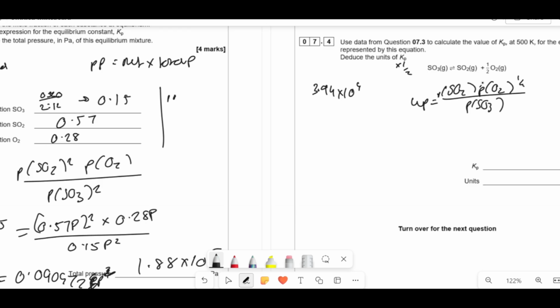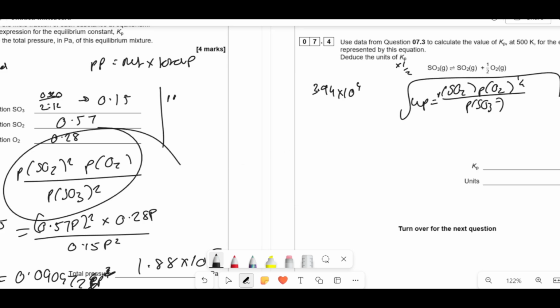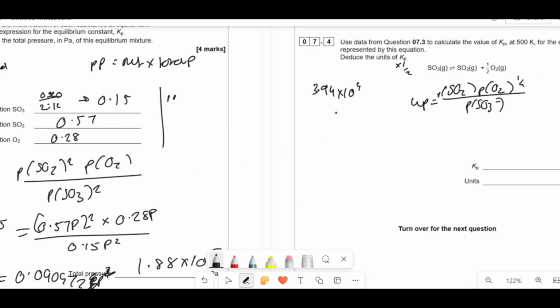So this has gone from a squared down to nothing, so it's square rooted. This has gone from a square to nothing, that's square rooted. This has gone down to nothing, this is square rooted. So what's actually happened is this Kp, the entire expression, is the square root of this thing. So if we have the same temperature, and the original Kp was that, the new Kp is going to be the square root of 3.94 times 10 to the 4, because we square rooted this whole thing.